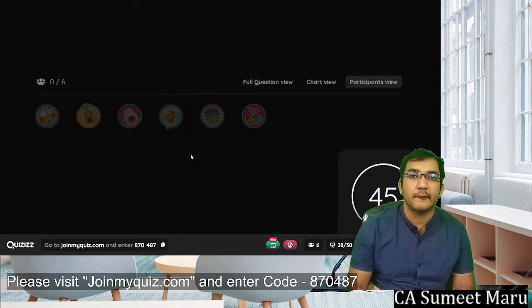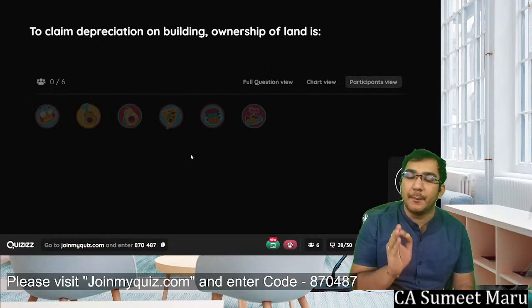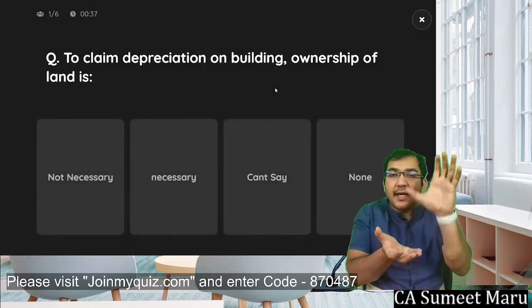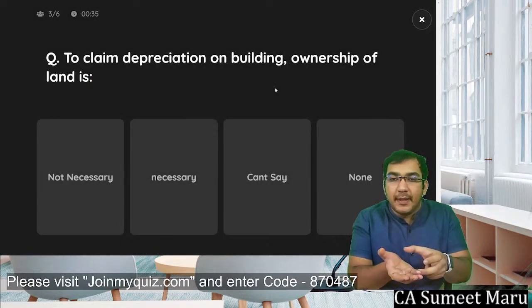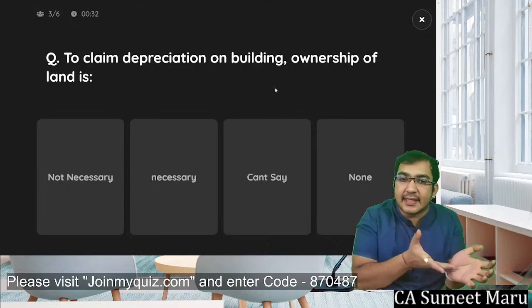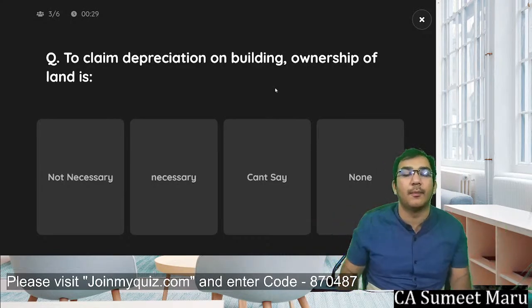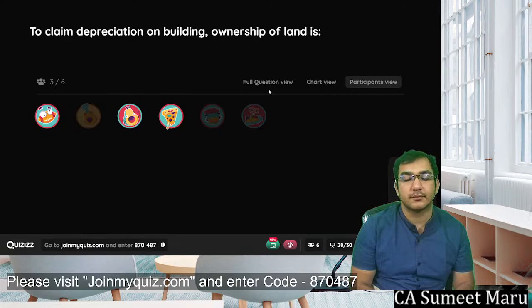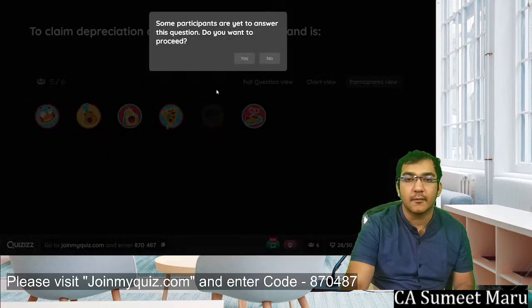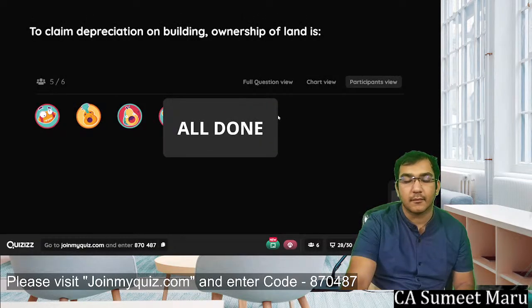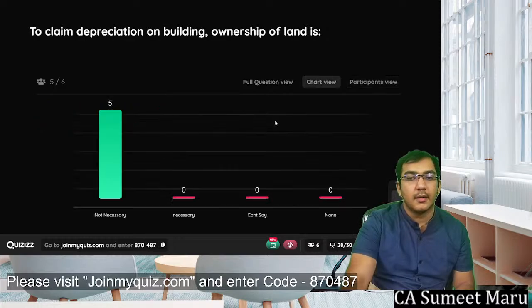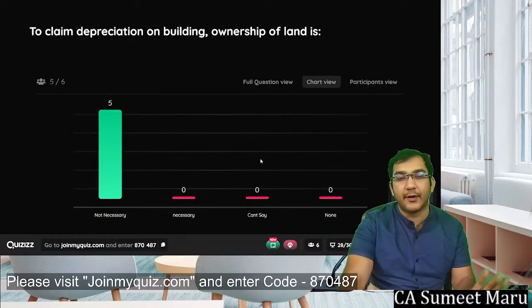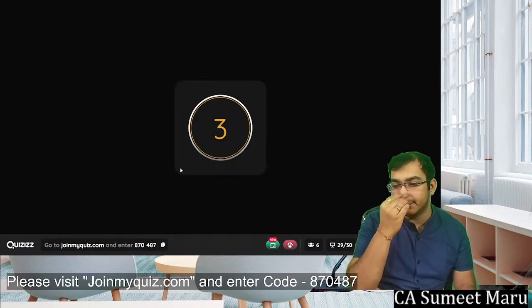To claim depreciation on building, ownership of land is, see, land building अलग अलग चीज है. To claim depreciation on building, ownership of land is necessary, not necessary, can't say, none of the above. Yes, it's absolutely not necessary. Very good. Perfect. Last second question.